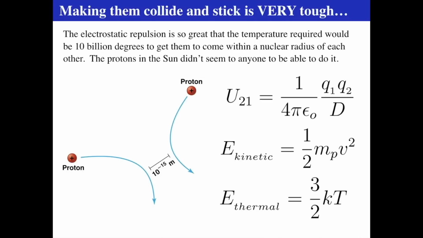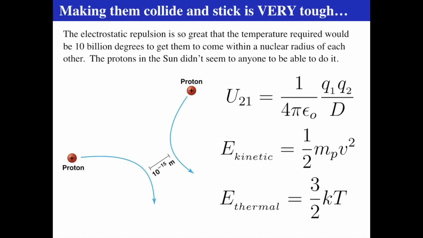So what do these 3 equations say? The U sub 2,1 means let's take 2 protons, number 1 and number 2, that each have a charge Q. And Q is the electrostatic charge on a proton. The Q1 is the electrostatic charge on proton 1, and Q2 is the electrostatic charge on proton 2. And D is the distance between them. Let's say it gets down to as close as 10 to the minus 15th meters. Let's say that's our D for distance.